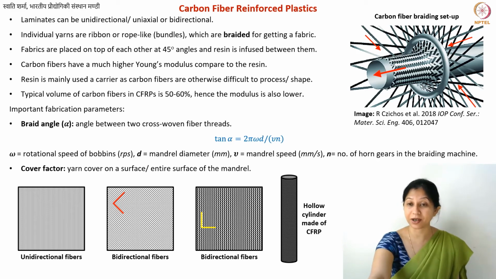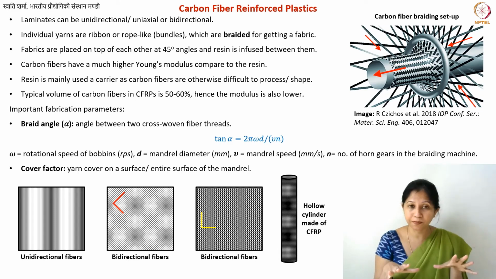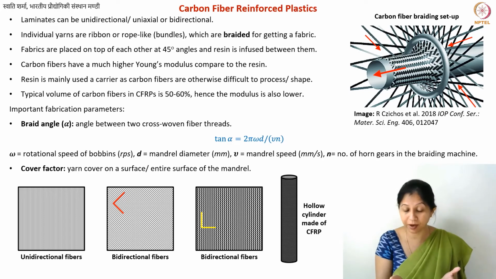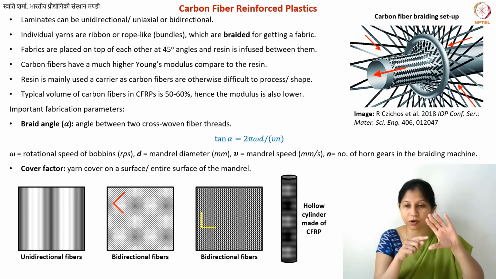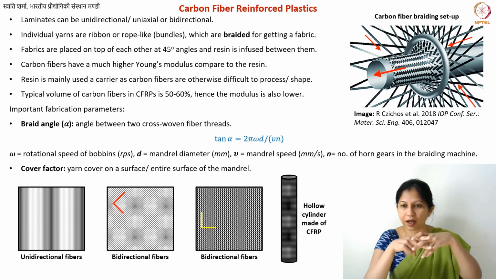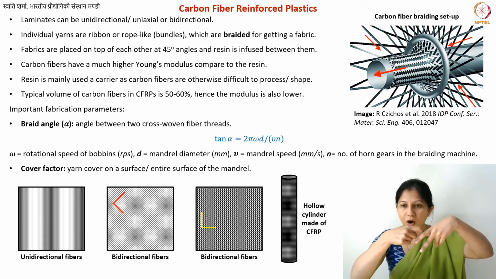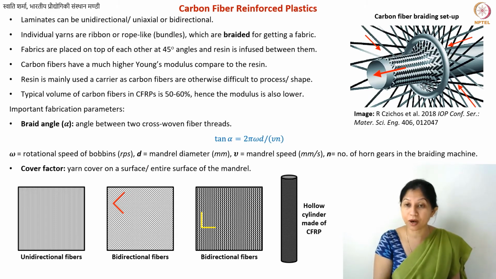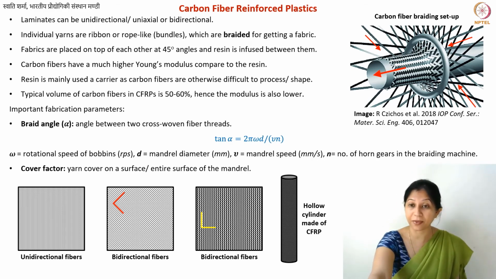Another important factor when you prepare these carbon fiber fabrics is the cover factor, which is defined as the ratio of the yarn cover of the surface divided by the entire surface. How much surface is covered basically with the fibers. When you have these kind of fibers, you don't want to see holes through them. Sometimes there are voids. So when you are doing this weaving kind of thing, then maybe there are some holes here and there. That is what you want to avoid. So these are the parameters that are important when you are braiding the carbon fibers or making fabrics.